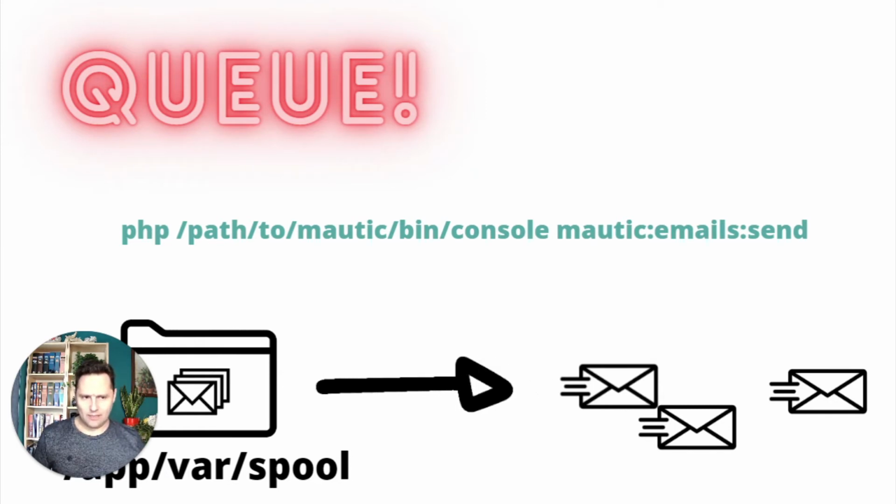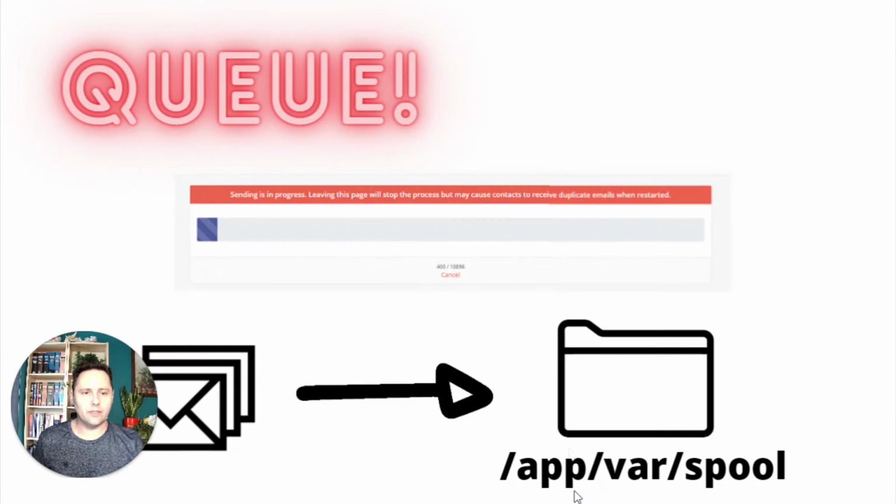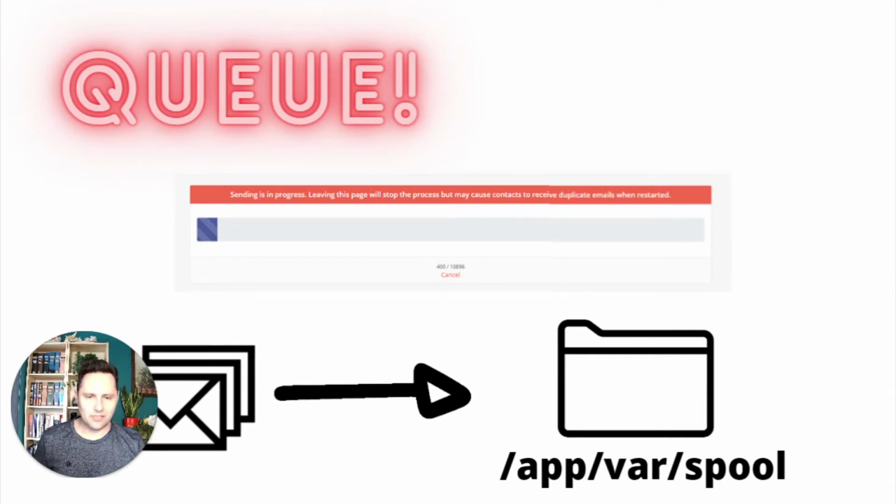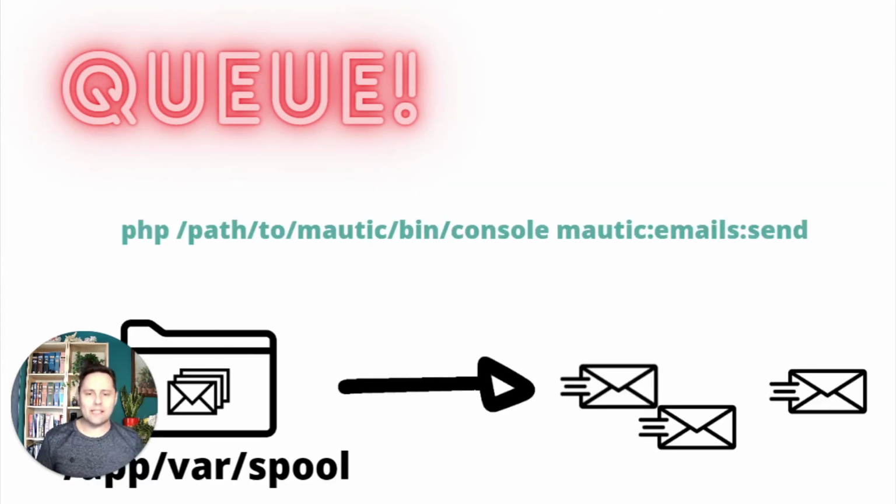And that's the Mautic email send cron job. It's very important. What this does is your app var spool folder will be processed and the emails will be sent out in the background. So the previous step will go until 100. All the emails will be placed, but the actual email sending happens here.